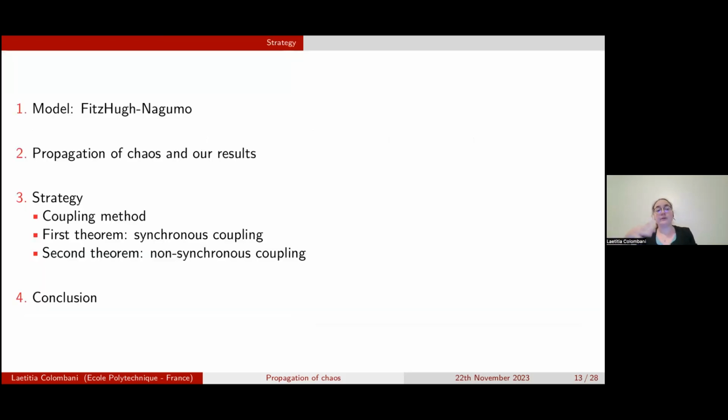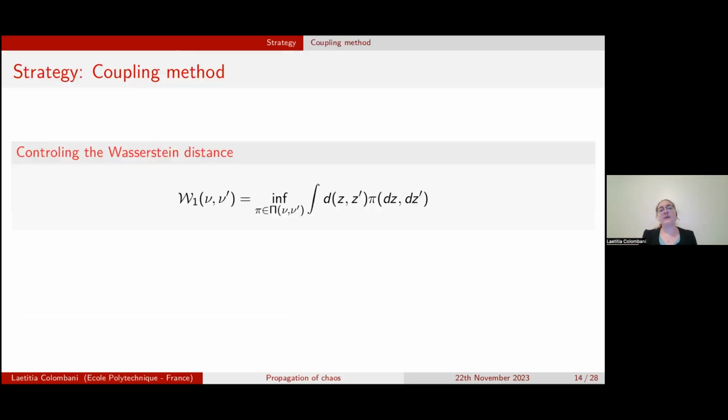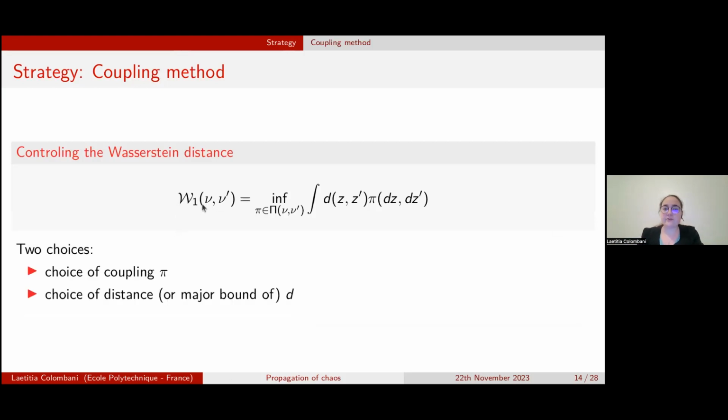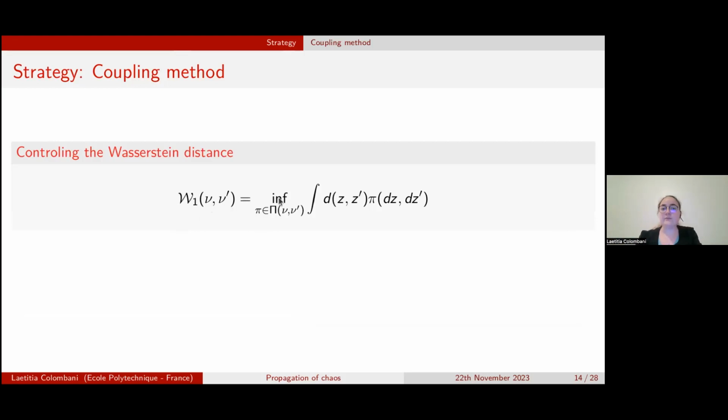Now, how do we prove these results? So the strategy was a coupling method. In fact, when we want to control the Wasserstein distance, we need to understand it. The Wasserstein distance between two measures is the infimum over all the couplings of the expectation of the distance between the two particles or systems of particles. So usually we choose a good coupling, and it's enough to obtain a upper bound of the quantity.